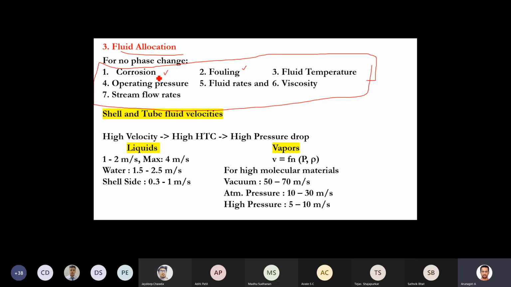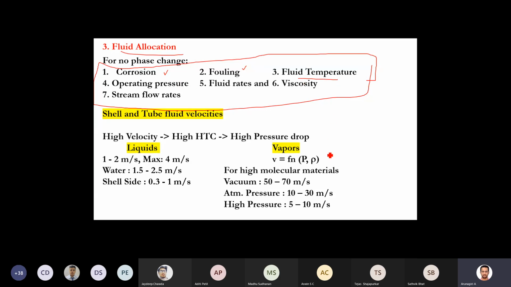But that is not the case if you use these fluids in shell side. If you have any problem with the shell, then changing the shell is a very big issue. So corrosive and fouling fluids normally will be used in tube side.